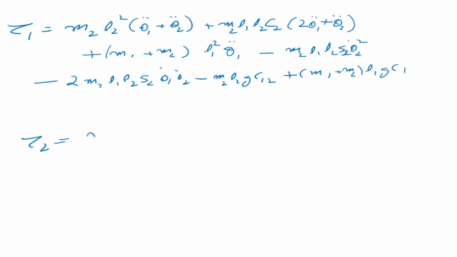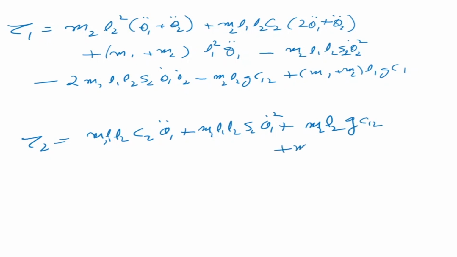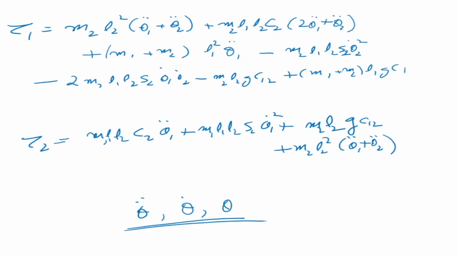Okay, and tau 2 is equal to m2 L1 L2 cos θ2 θ1 double dot plus m2 L1 L2 sin θ2 θ1 dot squared plus m2 L2 g cos θ12 plus m2 L2 squared (θ1 double dot plus θ2 double dot). Okay, now you can see that the torques depend on acceleration, they depend on velocity, theta dot, and they depend on position. So you can find the terms that depend on acceleration, on velocity, and there are also position terms, which are the sin (θ1 plus θ2) and cos θ1.